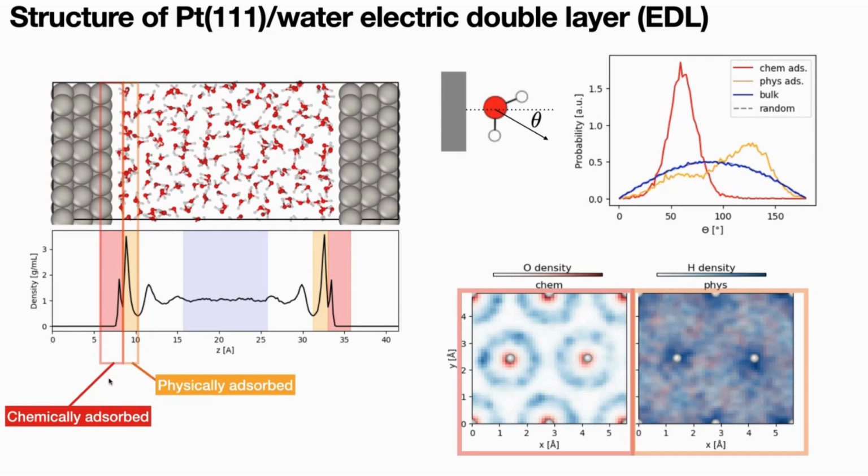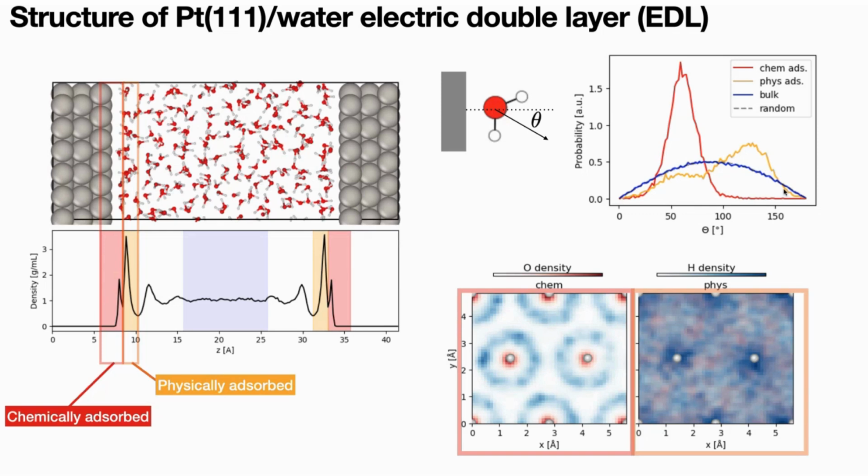So on the surface, you basically see two layers. One is the so-called chemisorbed layer, where the water is essentially bonded to the platinum, and then the second layer is usually called a physisorbed layer. That's a very high density, and then the density of water decays to around 1 gram per cc. We can also investigate the dipole distribution in different layers.